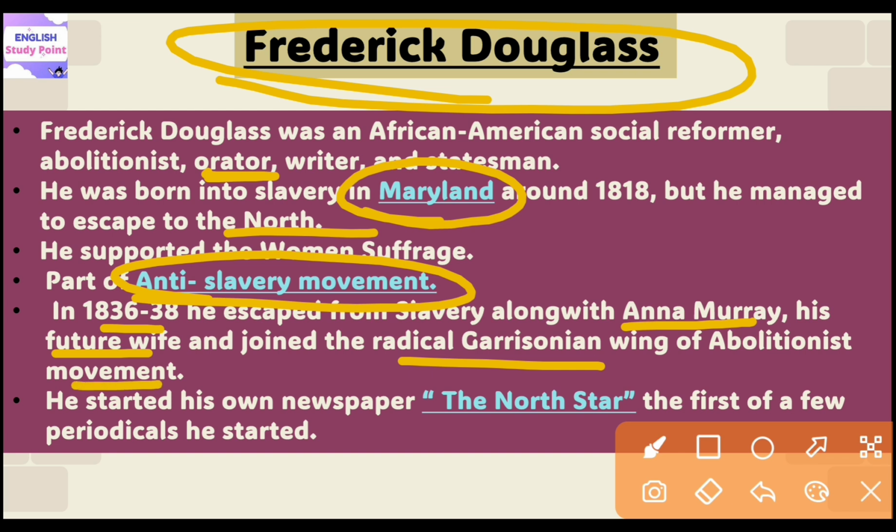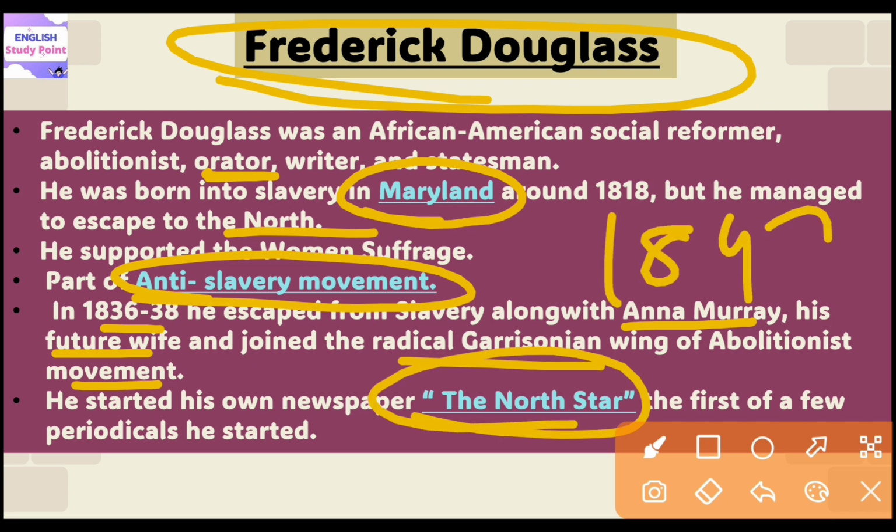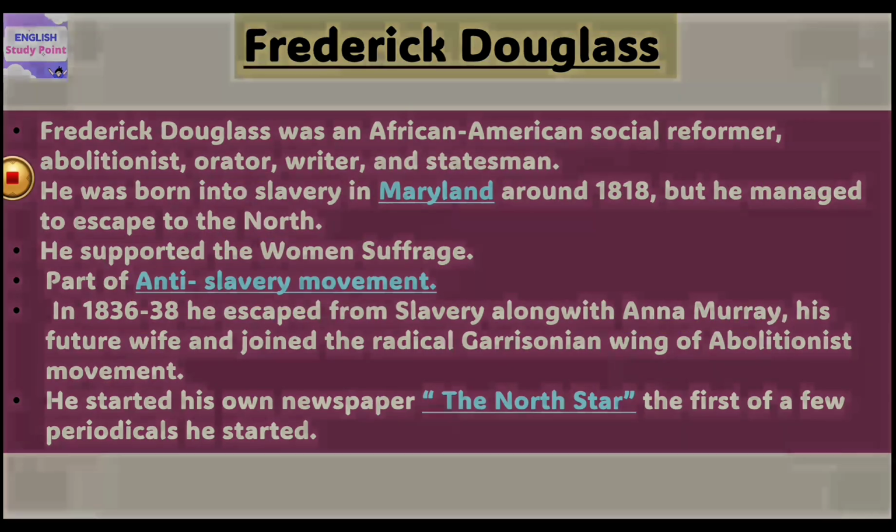He started his own newspaper in the year 1847. He used this newspaper to raise awareness about the abolitionist movement and advocate for the rights of African Americans. The paper was known for its thoughtful articles and powerful speeches, which helped mobilize public opinion against slavery.